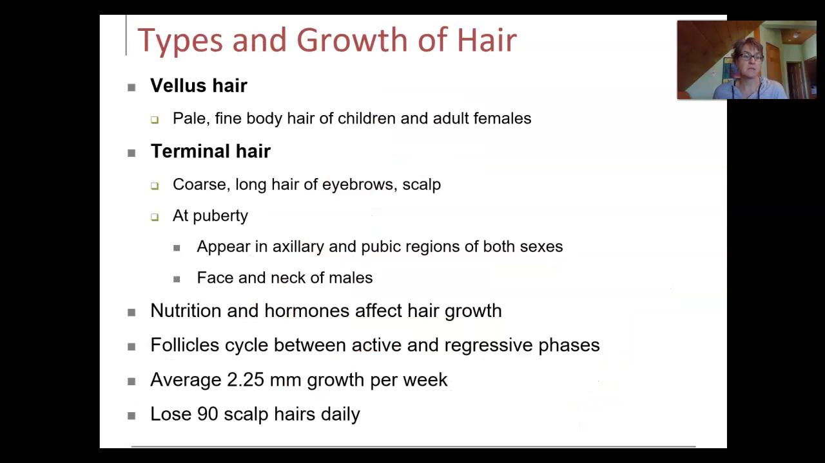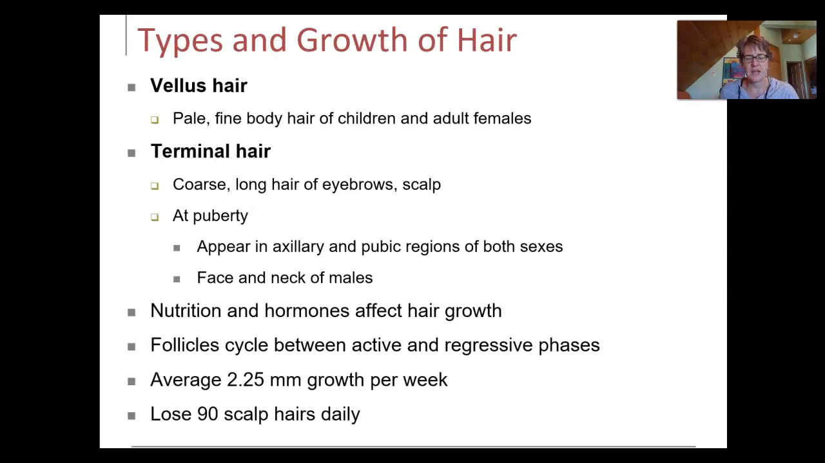Okay, types of hair. They have fine hair covering the majority of your skin. That's vellus. And then you have this terminal, coarser hair, your eyebrows, your scalp, maybe your mustache. You have axillary pubic hair. Those are also terminal hair. And it grows, that's cool, about 2 millimeters a week. And you lose about 90 scalp hairs a day.